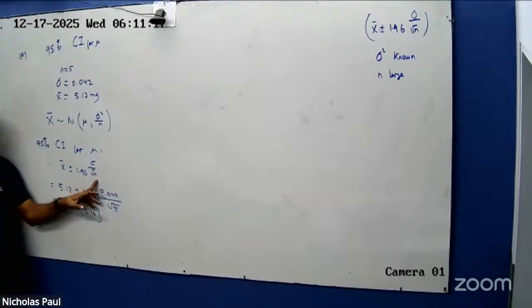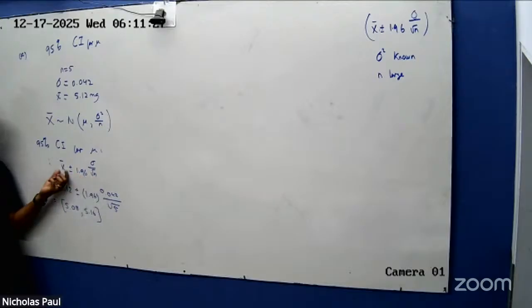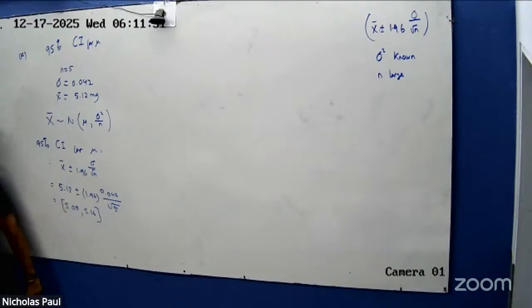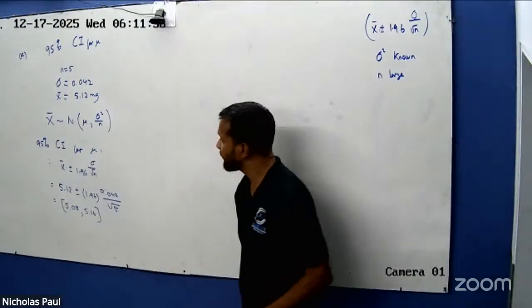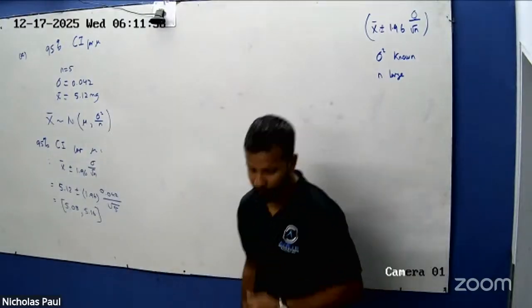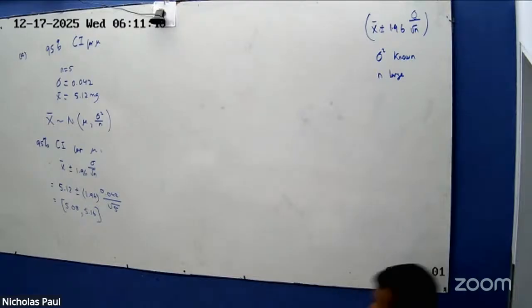If I make n bigger, what will happen? This whole value becomes smaller, and then this whole thing becomes smaller. So it means I will add less and subtract less from this. That's what I mean by increasing the sample size. All right, are you clear now? Nice.